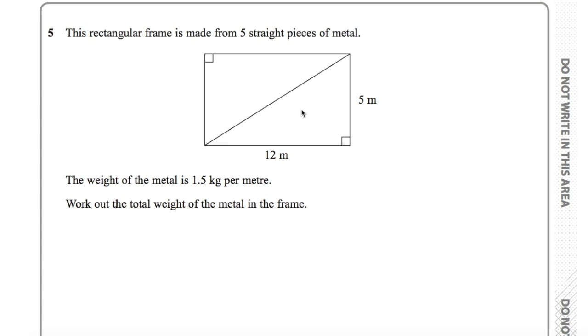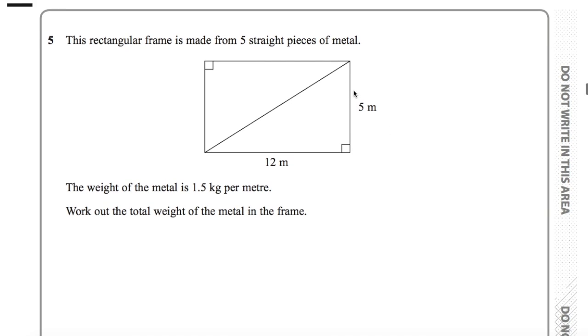Question 5 says the rectangular frame is made from 5 straight pieces of metal, and we're given this diagram. The weight of the metal is 1.5 kilograms per meter. Work out the total weight of the metal in the frame. So we can see that the width of this frame is 5 meters, the length is 12 meters, but we don't know the diagonal there.